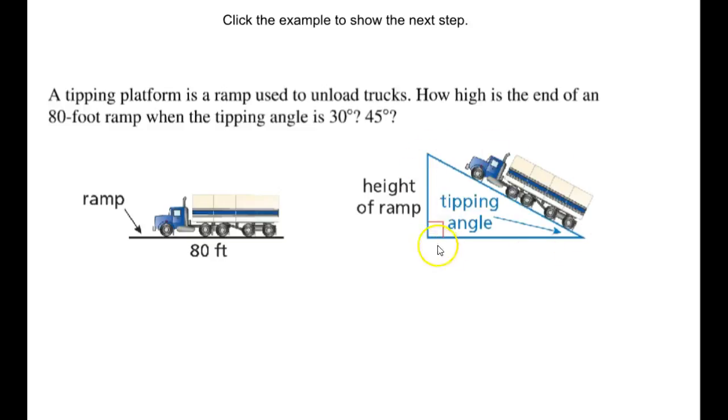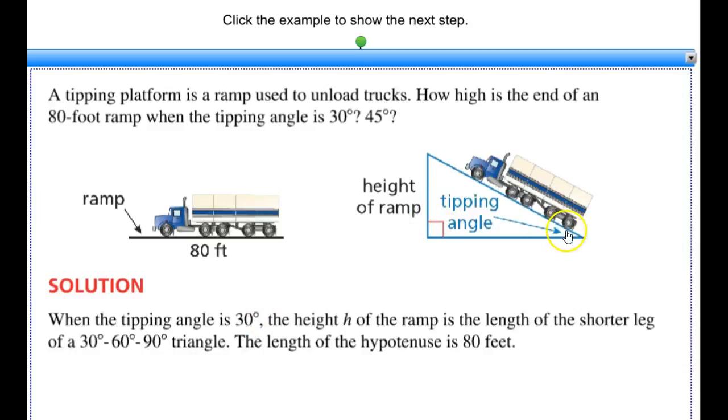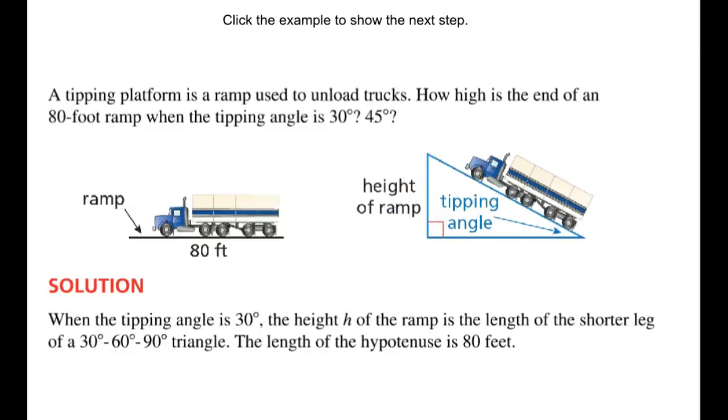If you're not given the triangle, you always want to draw it, see what it looks like, and label the things that you know. When my tipping angle is 30 degrees, the height of the ramp is the shorter leg, because it's across from my 30 degrees. So let's label that. If this is 30 degrees in here, then this is my short leg, because it's across from my 30-degree angle.